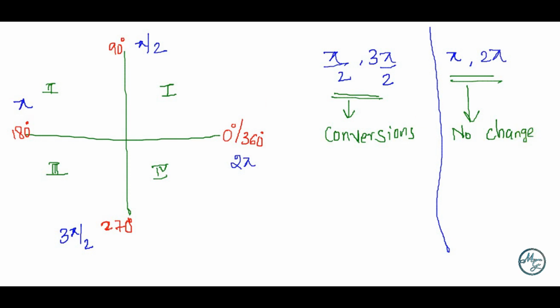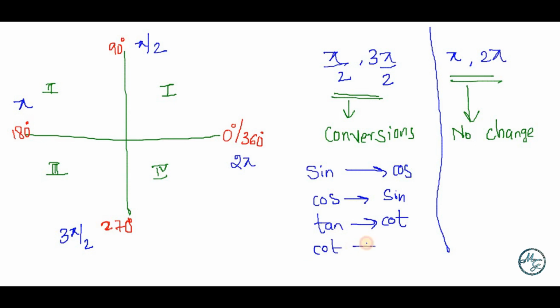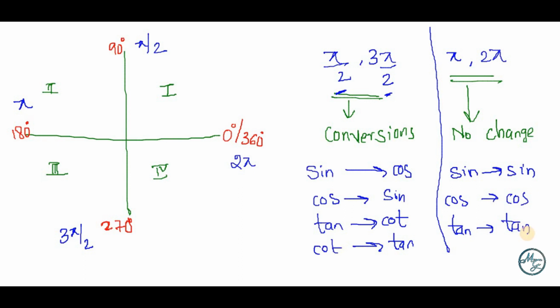What do I mean by conversions will take place? If sine is with pi by 2 or 3 pi by 2, sine will become cos. Cos will become sine. Tan will become cot. Cot will become tan. What's the condition? If they are associated with the angles pi by 2 and 3 pi by 2. In case of pi and 2 pi, there is no change. Means sine will remain sine. Cos will remain cos. Tan will remain tan. There won't be any change.